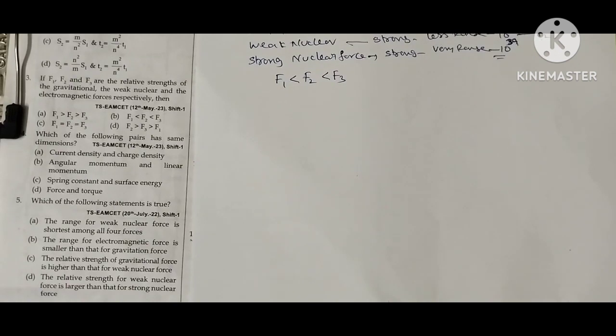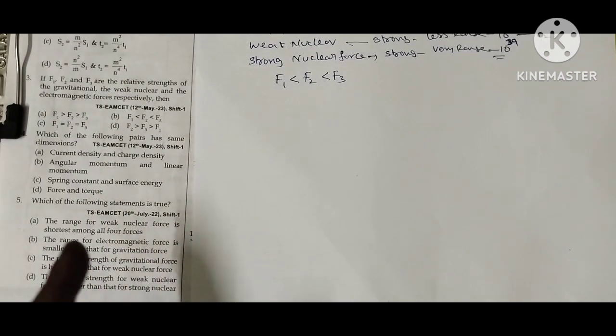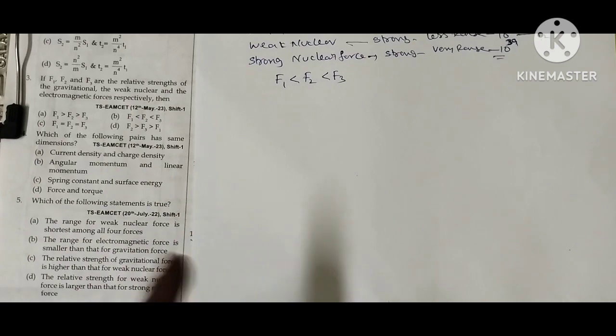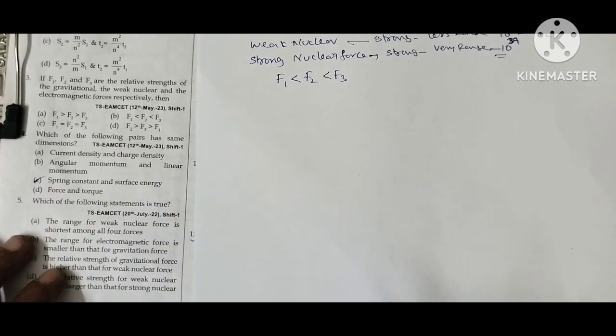Next, go to the next question: which of the following pairs have the same dimensions? If you observe this: current density and charge density, angular momentum and linear momentum (angular and linear are different), and spring constant and surface energy. Spring constant is force by displacement: F is equal to kx, so k is equal to F by x. Whereas surface energy and surface tension are numerically the same, because surface tension is nothing but force by length. So both are the same. That's why the answer will be C.